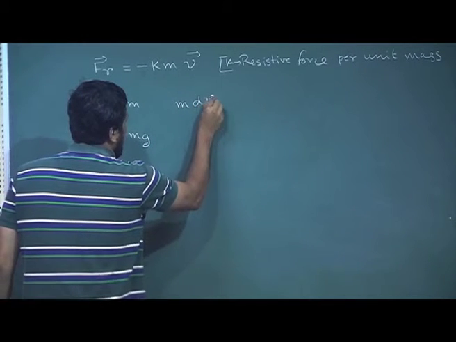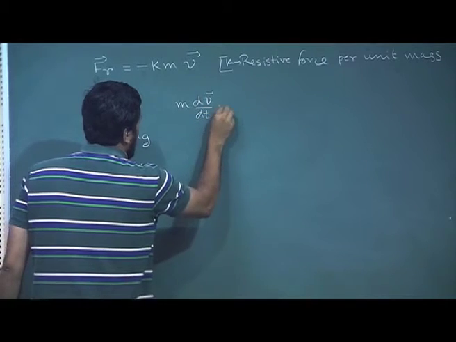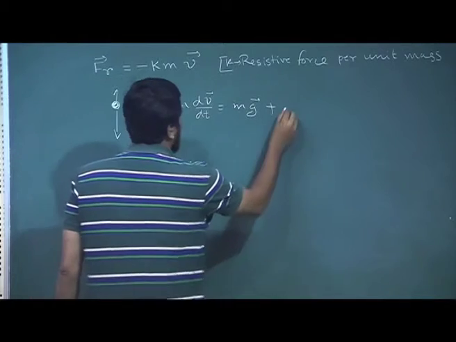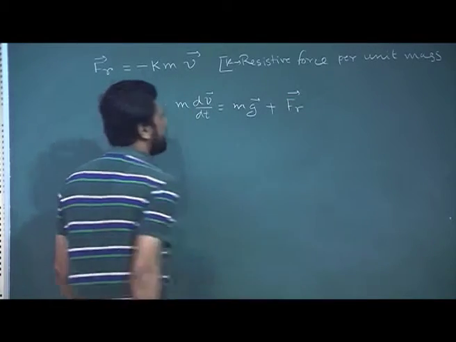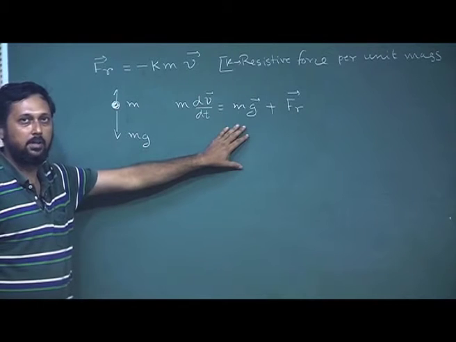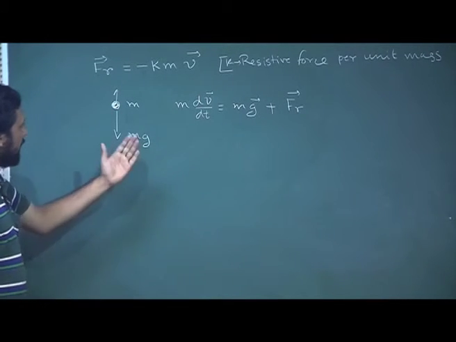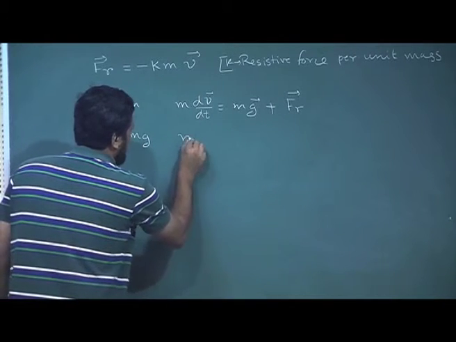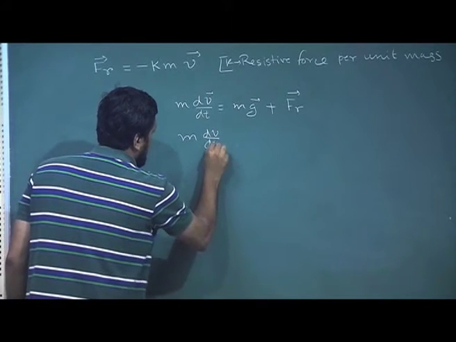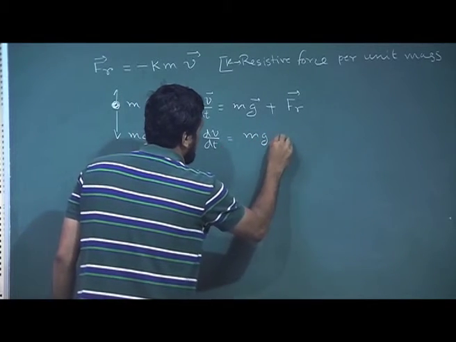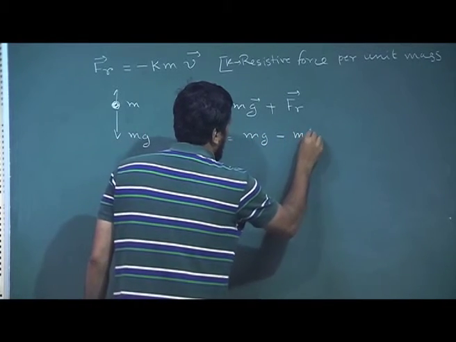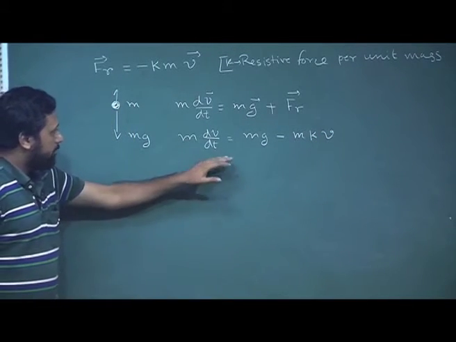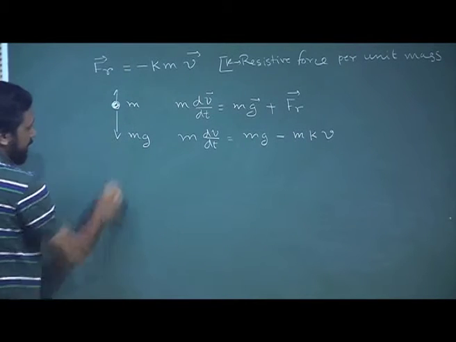Okay. Now, if we try to write the equation of motion of this particle, it will be m dv/dt equal to mg plus Fr. That is in the vector notation. When we look into the component form of this equation, it becomes m dv/dt equal to mg minus mkv.